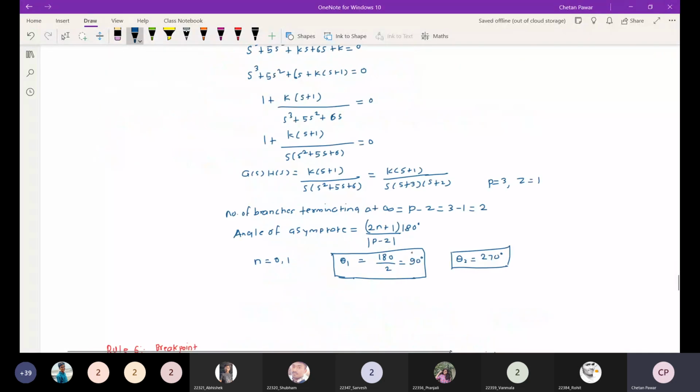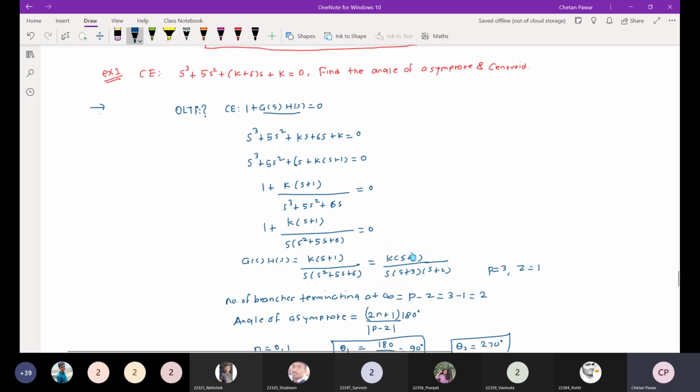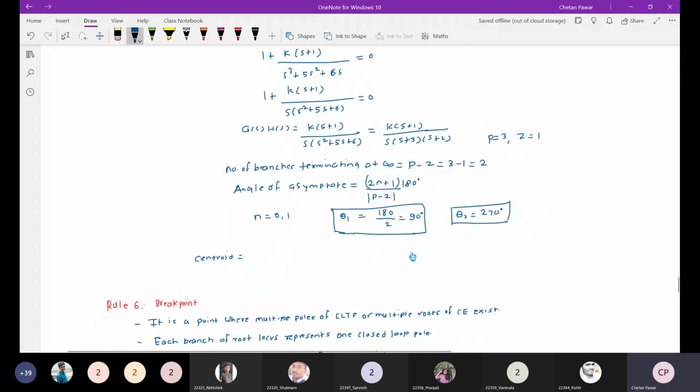Now the centroid. To calculate the centroid, as we know, the centroid is equal to the summation of real parts of poles minus the summation of real parts of zeros. So here the real parts of the poles are minus 3 and minus 2, and the real part of the zero is minus 1. So minus 5 plus 1 divided by poles minus zeros, that is 2. This will be minus 4 by 2, so the centroid will be minus 2. So this is the way to find the angle of asymptotes and centroid.